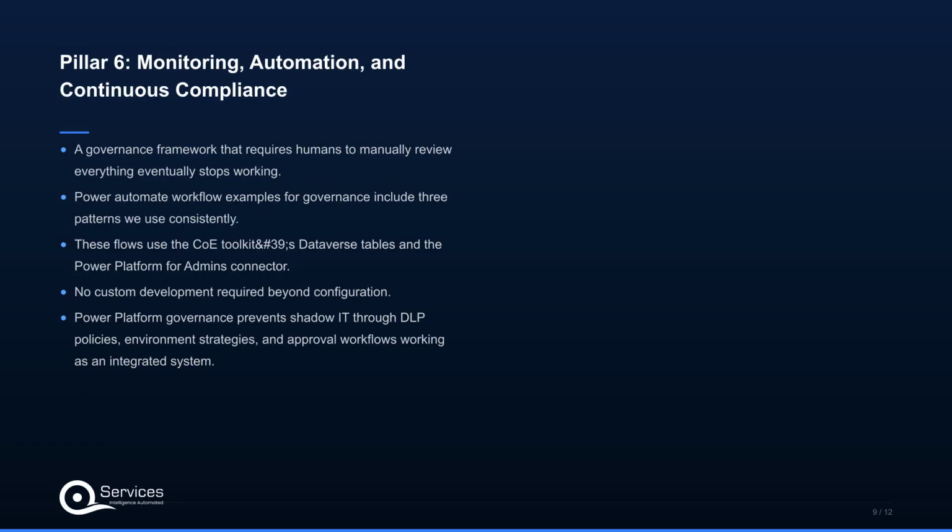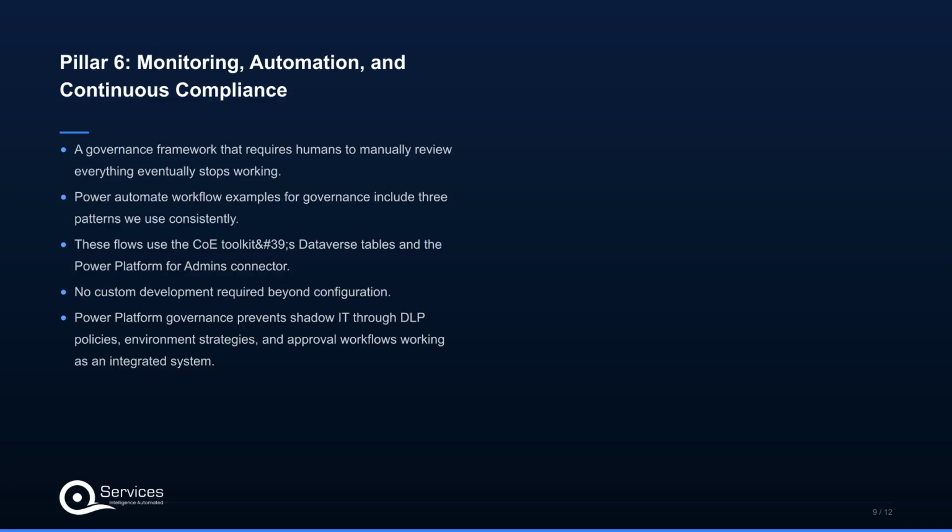Now, let's talk about Pillar 6, Monitoring, Automation, and Continuous Compliance. A governance framework that requires humans to manually review everything eventually stops working. The 6th pillar is what makes the other 5 self-sustaining: monitoring flows that check for policy violations continuously, dashboards that surface risk in real time, and automated nudges that catch makers before they cross a compliance line rather than after an audit surfaces the problem.